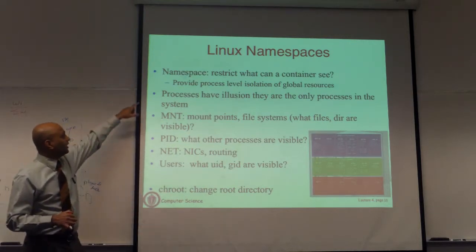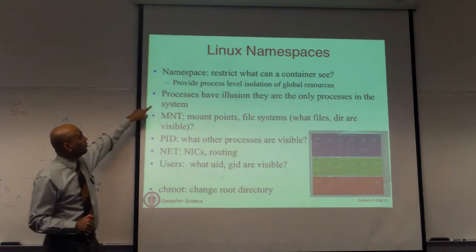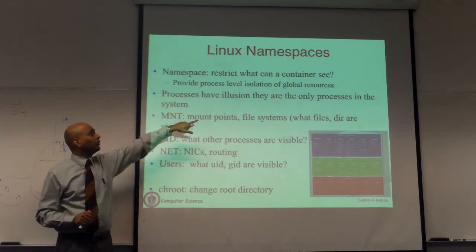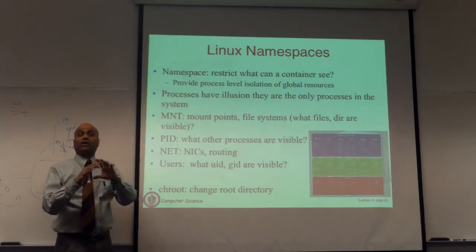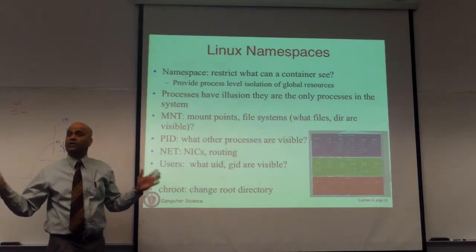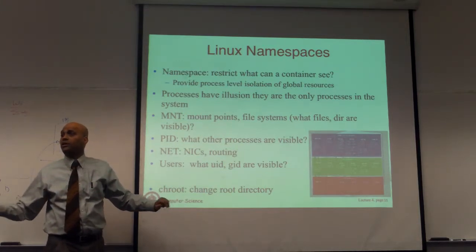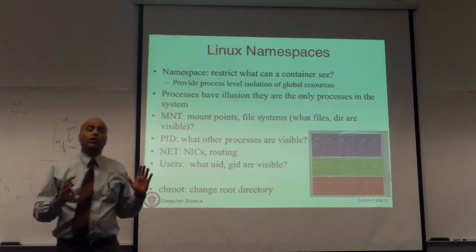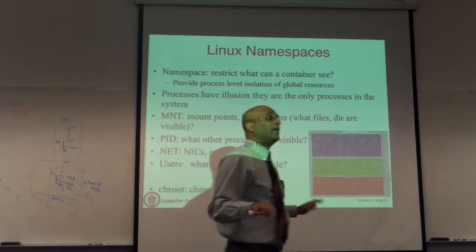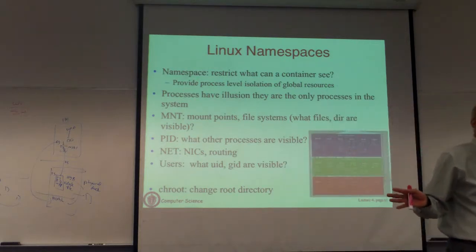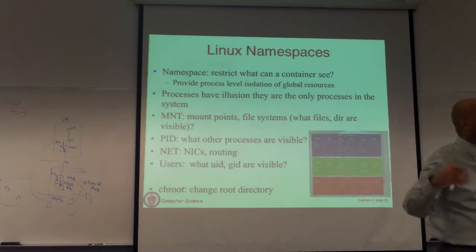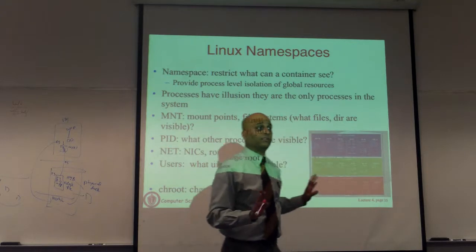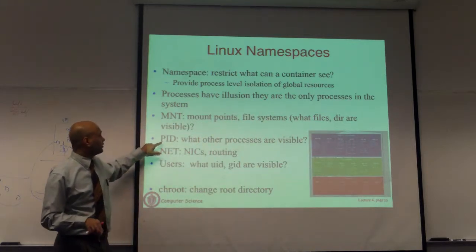You can do the same thing across all resources. Processes might have the illusion that there are only their own processes on the system. Inside a container, you don't see processes that are in other containers or running globally, not in any container. You can do the same thing at the file system level. You can mount certain directories, and then those processes cannot even see the global file system anymore. You cannot see other directories in the file system.